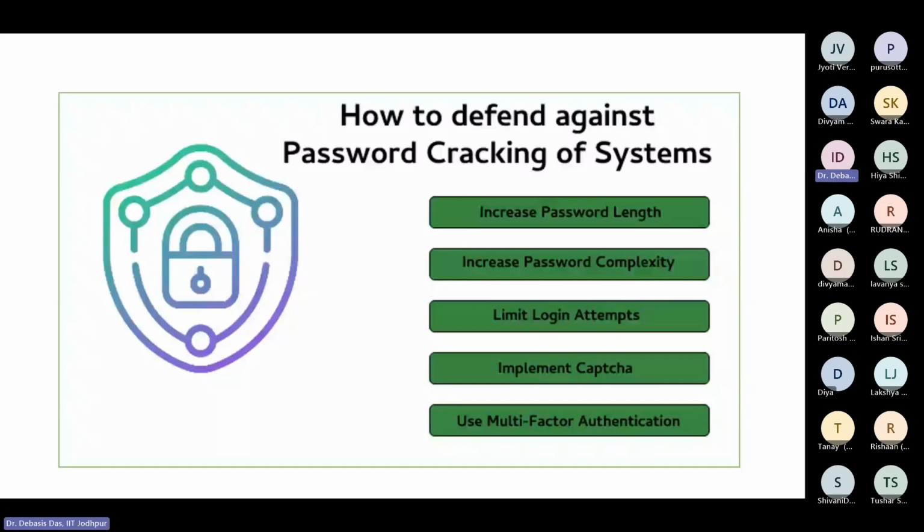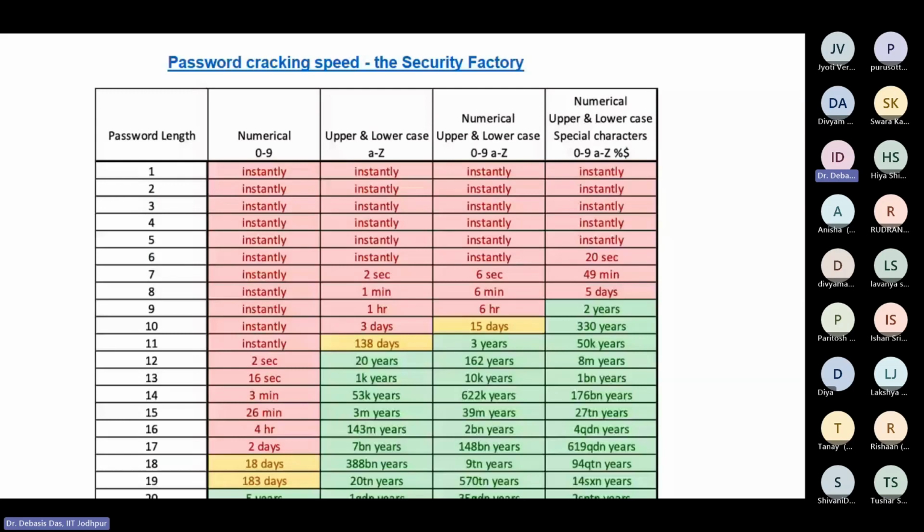Now in this case, what is the general combination? This is for your understanding, the general understanding. If you check the left hand side, as we increase the password length, then automatically the security level increases. But we don't want such a high level of security, so we are focusing on some length. So that's why there is a possibility.